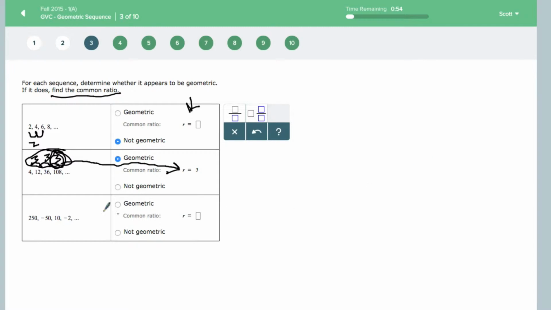Okay. The next one, negative 50 divided by 250. Negative 50 divided by 250 is negative 0.2. So we have negative 0.2. And 10 divided by negative 50 is negative 0.2. And this will also be negative 0.2. So this one is geometric. It has a common ratio.